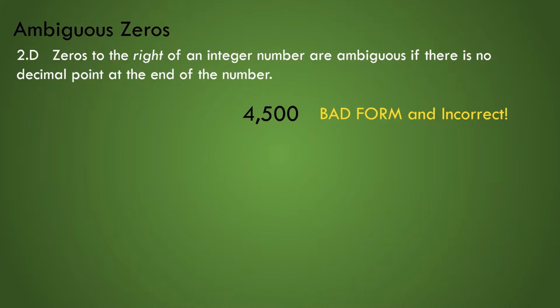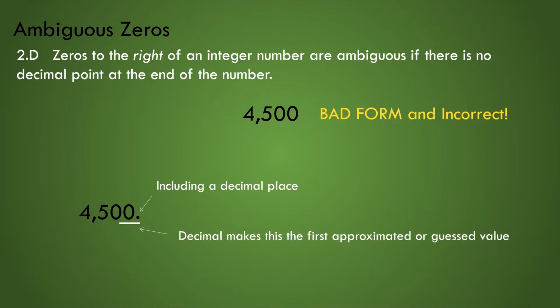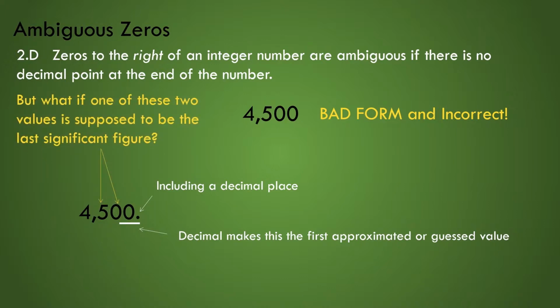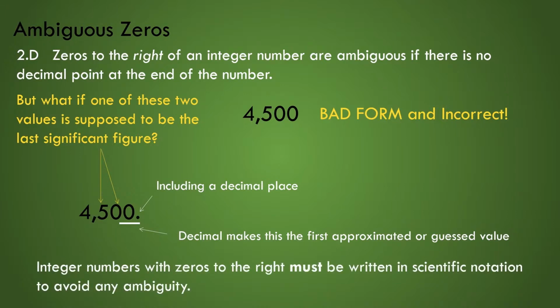You may be thinking, well, let's rewrite it as 4,500 with a decimal, being careful to include a decimal point at the end. This is okay, but only if you know for sure that the last zero in the number is the last sig fig and the value being approximated. But what if the 5 or interior zero was supposed to be the last sig fig? We now can't include the decimal at the end, because it misleads us in describing the precision correctly and identifying which digit was approximated in the measurement. The solution is to write integer numbers like this in scientific notation. We will see that this method of reporting the number will alleviate all the ambiguity of how many sig figs we might have.